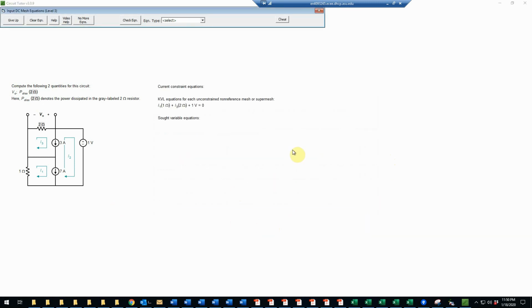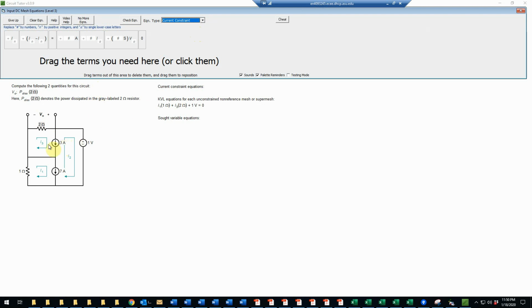Now in this type of problem, we're being given the KVL equation for the supermesh in this case. So we don't need to find that, but we do need to find the current constraint equation for each of the two current sources, the 3 amp and 7 amp. And we will also need to find the sought variable equations for the voltage V naught across the 2 ohm resistor and then the power dissipated in that same resistor. So let's do that. First, do the current constraint equations.